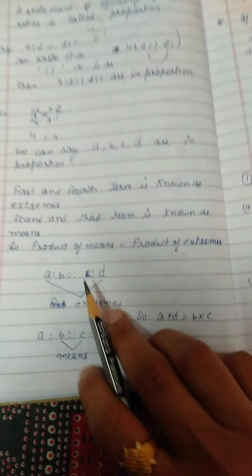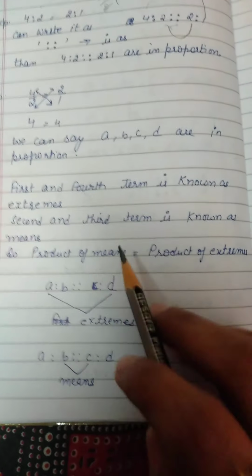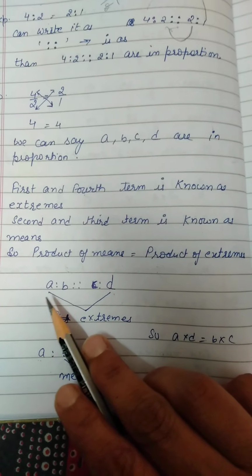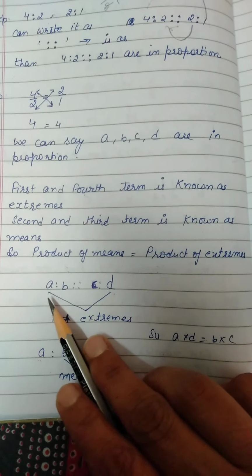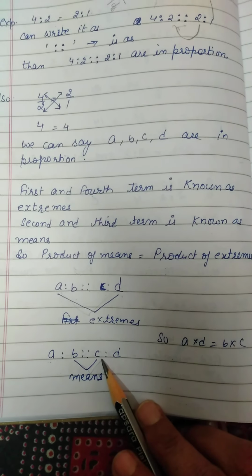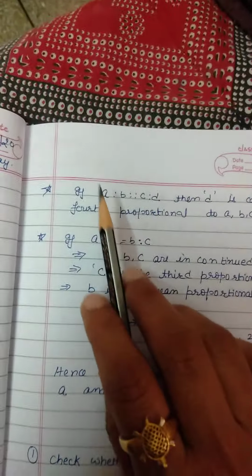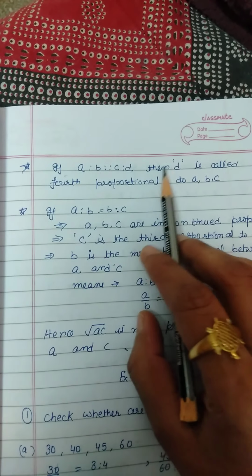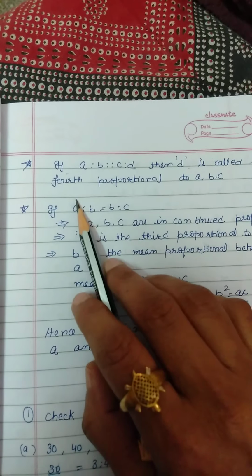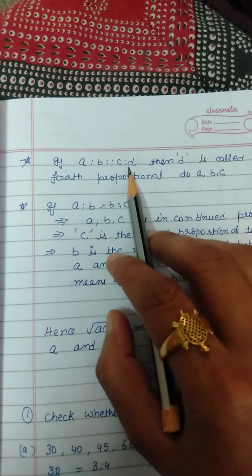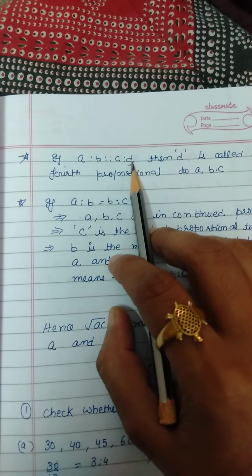Fine. Here I also show with ABCD. Suppose ABCD are four numbers. So A/B is proportion to C/D only when product of extreme is equal to product of mean. If A/B is proportion to C/D, then D is called the fourth proportion. Suppose you have to find the fourth proportional, it means we have to find D.